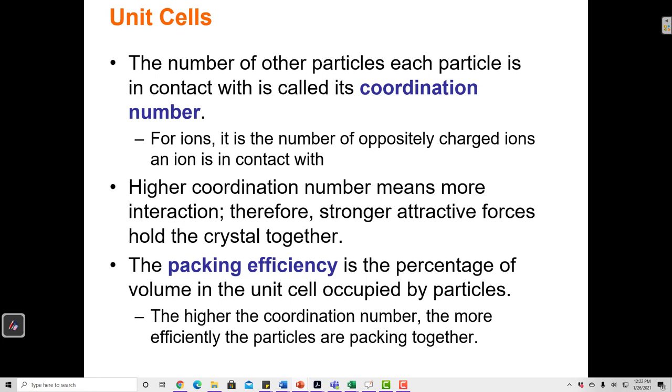So the higher the packing efficiency, the smaller the number of gaps, the smaller the spaces in between each atom. They're packed very close together. They have a high packing efficiency.